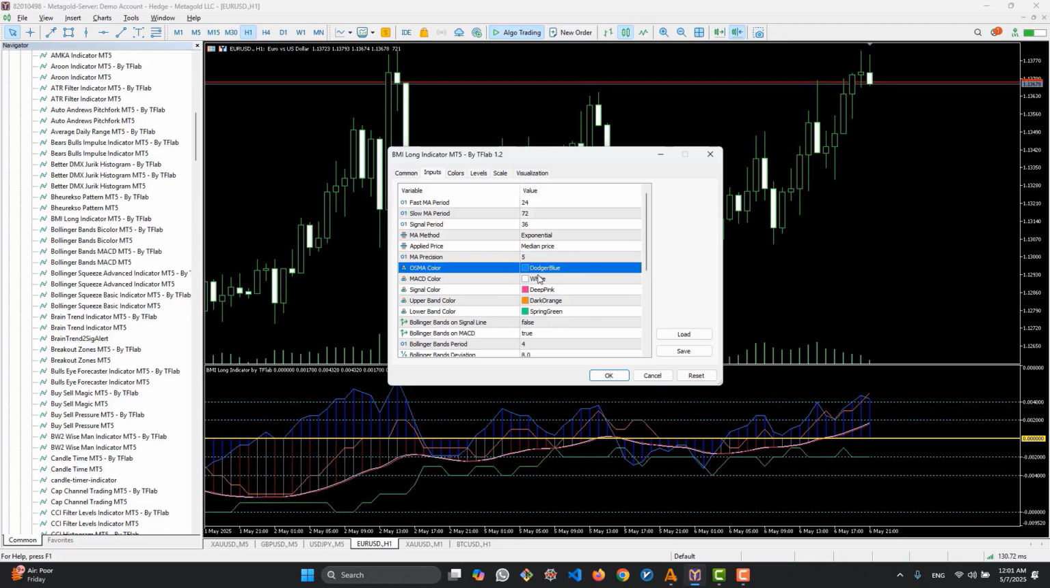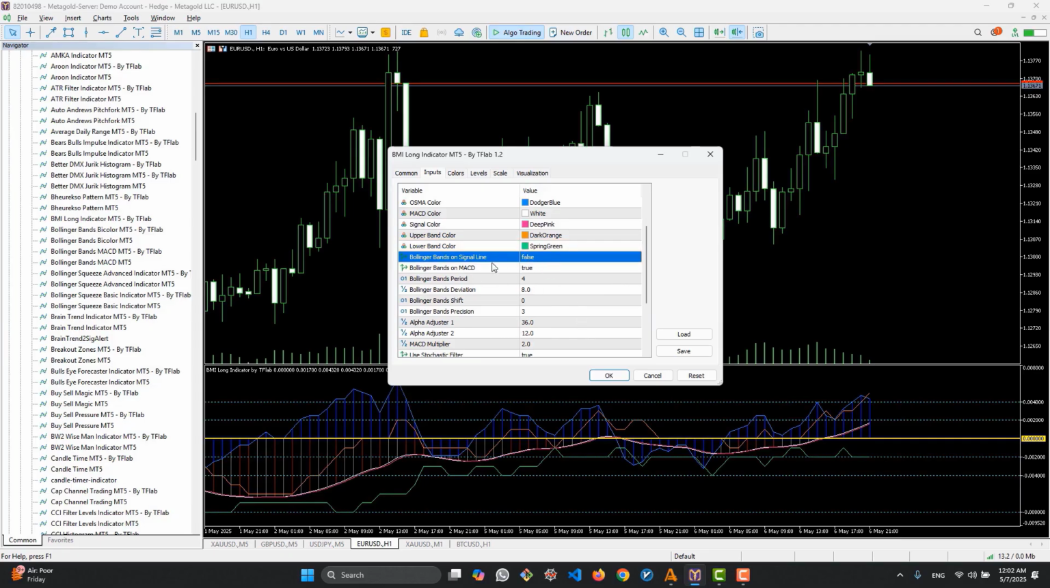The next option is the color for the OSMA indicator, which we can specify. The next option is the color of the MACD line. The next option is the color of the MACD signal line. The next option is the color of the upper Bollinger Band line, and the following option allows us to specify the color of the lower Bollinger Band line as well.